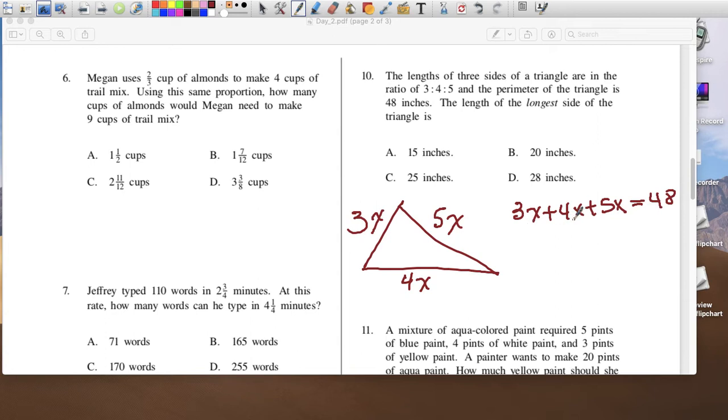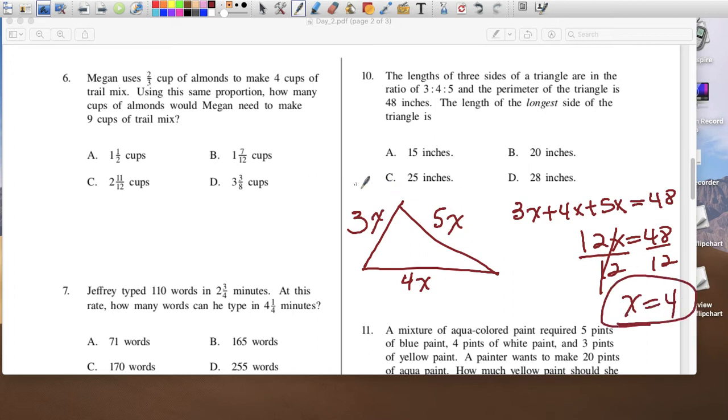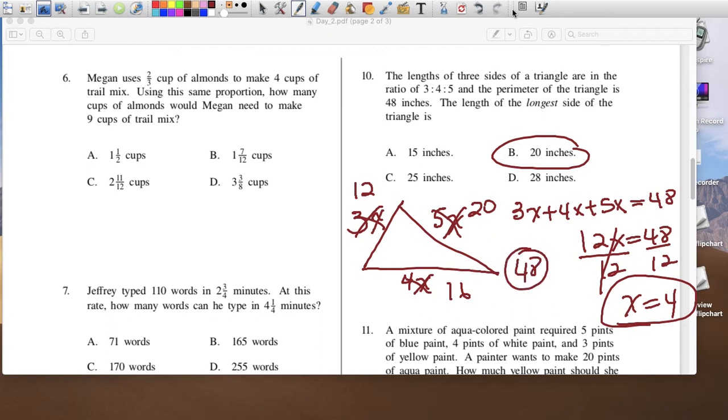3x plus 4x is 7x, 7x plus 5x is 12x. And then this is easy, divide by 12, divide by 12, x equals 4. So now I know what x equals, so I can substitute. 3 times 4 means this side is 12. 4 times 4 means this side is 16, and 5 times 4 means this side is 20. We're looking for the longest side, and the longest side is 20 inches. Just to verify, 12 plus 20 is 32, and 32 plus 16 is 48, which is the perimeter of the triangle.